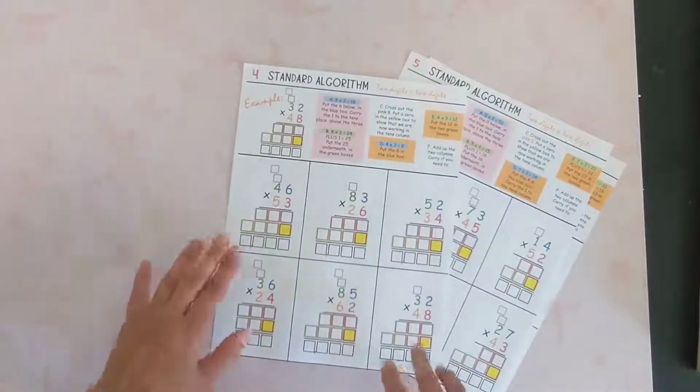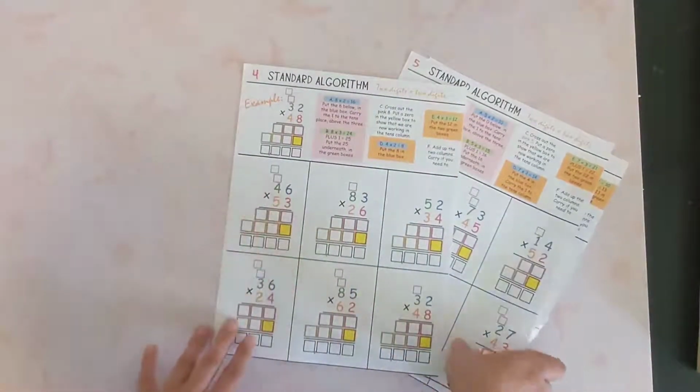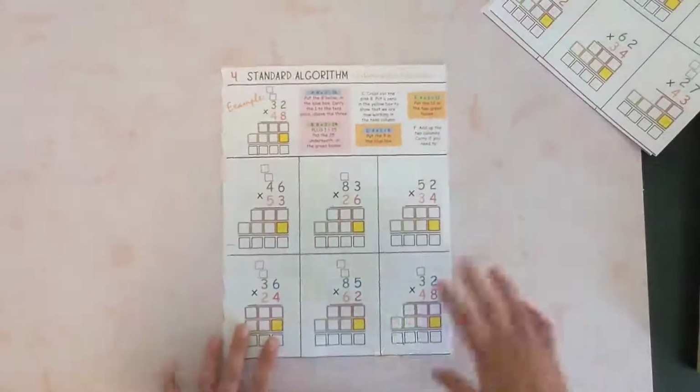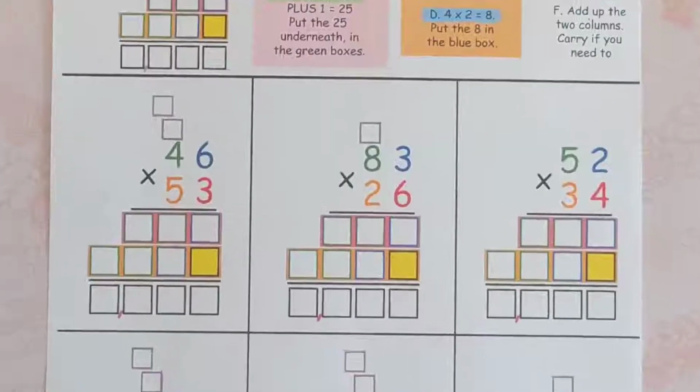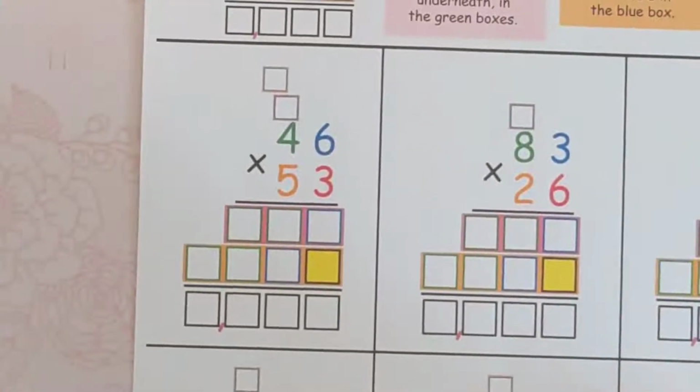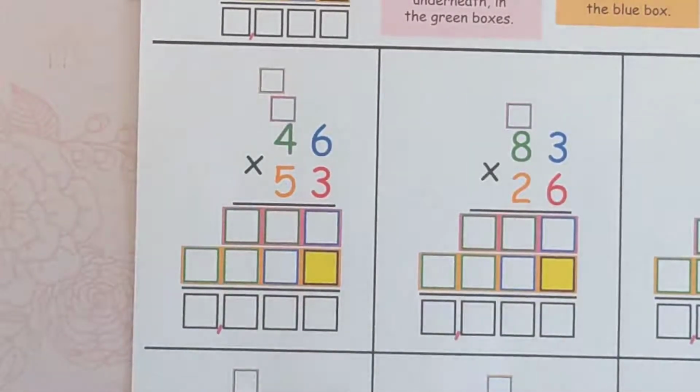Today we're gonna start with this question here. 46 times 53. And it looks like a lot. It's not as hard as it looks, and it gets easier with practice.